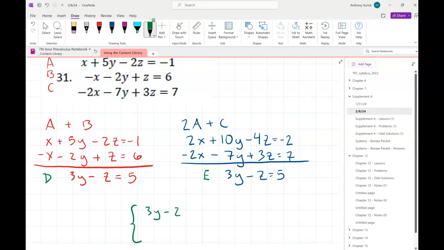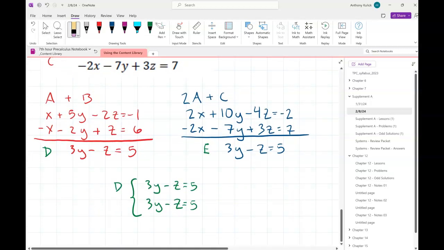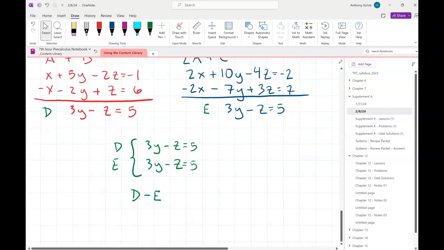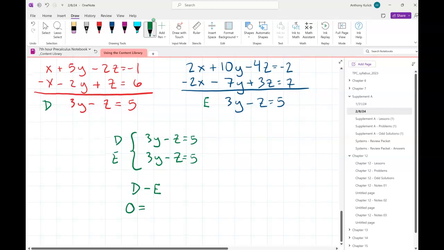What do you notice here? They're the same equation, right? They're literally the exact same. Well, what does that mean? It means if we subtract them, what are we going to get? We'll get everything to cancel out. That is our, not all real numbers, that just means infinitely many solutions.